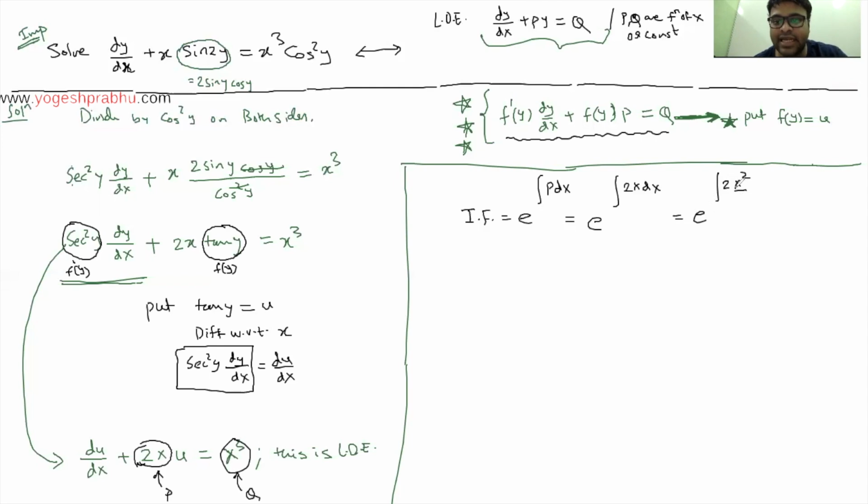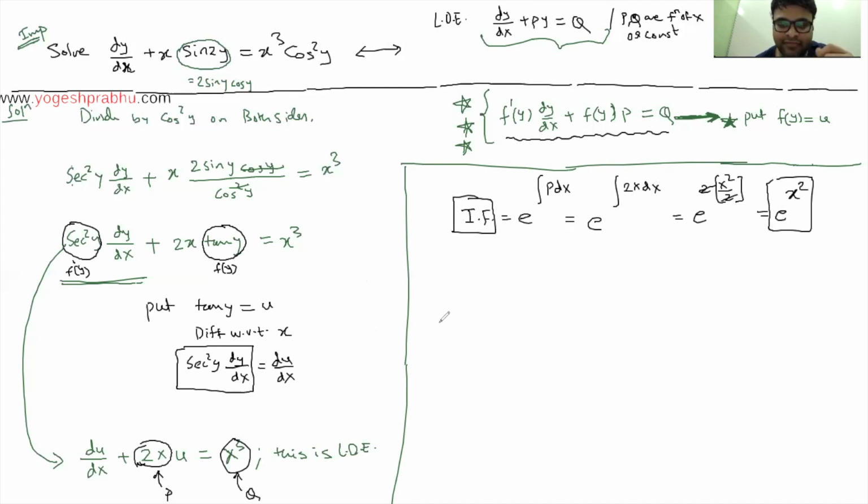Sorry, we will integrate this now. The integration of x is going to be x square by 2. The 2 remains outside, the integral becomes x square by 2, and then the 2 will cancel out. The final answer is e raised to x square. That's the value of the integrating factor, this is IF over here.